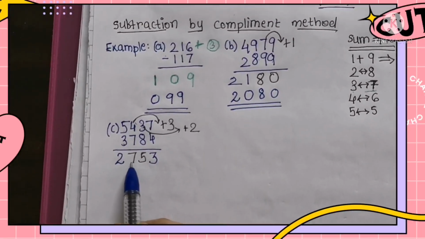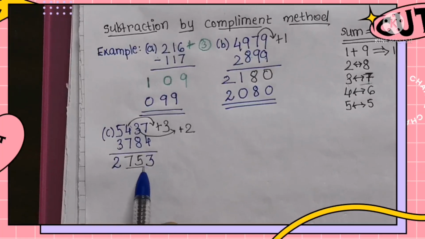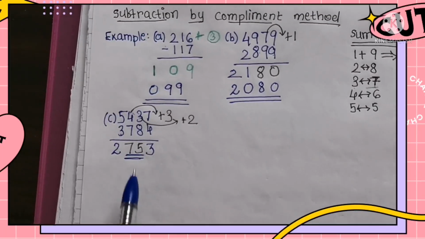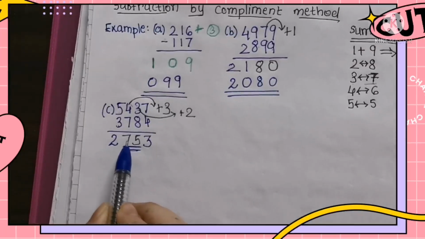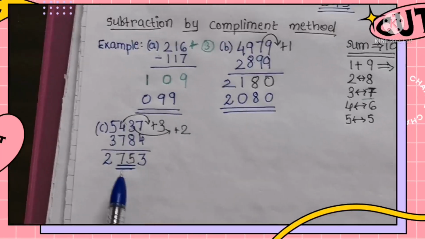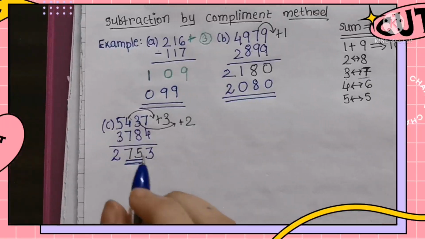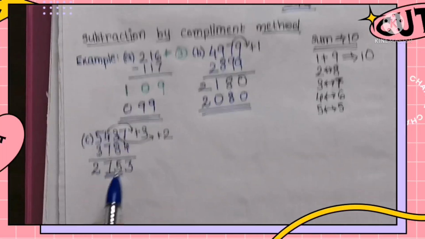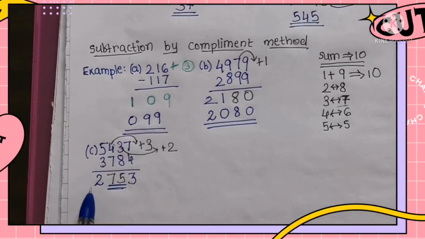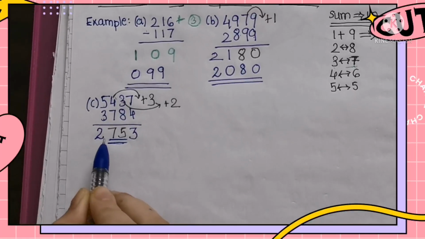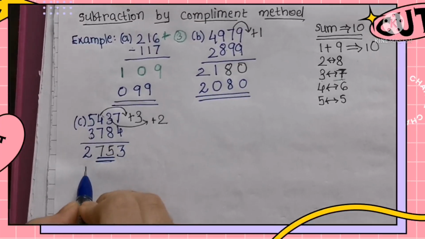So let's start with 7, because we have used the complement method only for these two digits. The adjacent number to the 7 is 2, so we will reduce 2. Adjacent number also means the leftmost number. So the leftmost number of 7 is 2. Reducing the 2, we get 1.